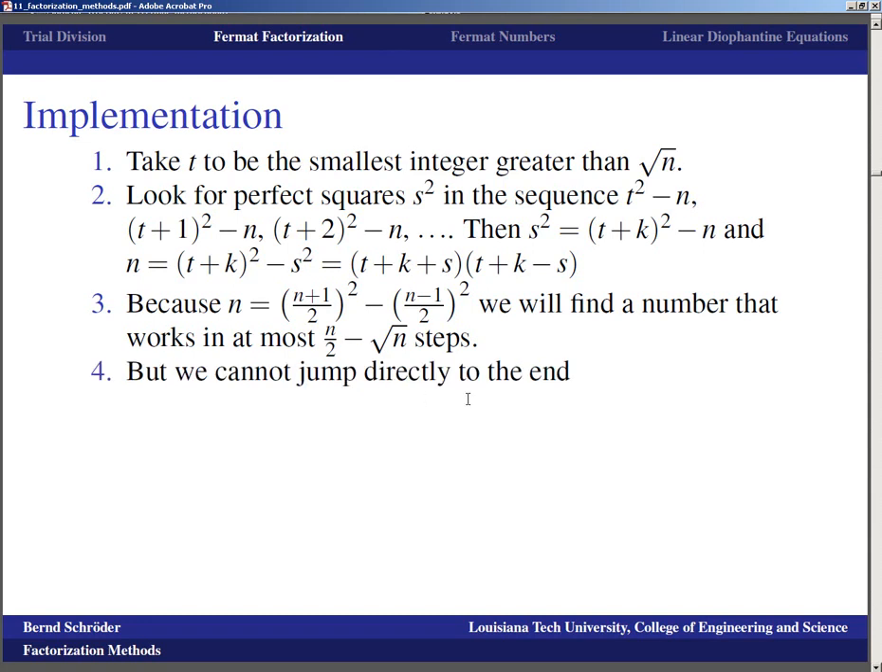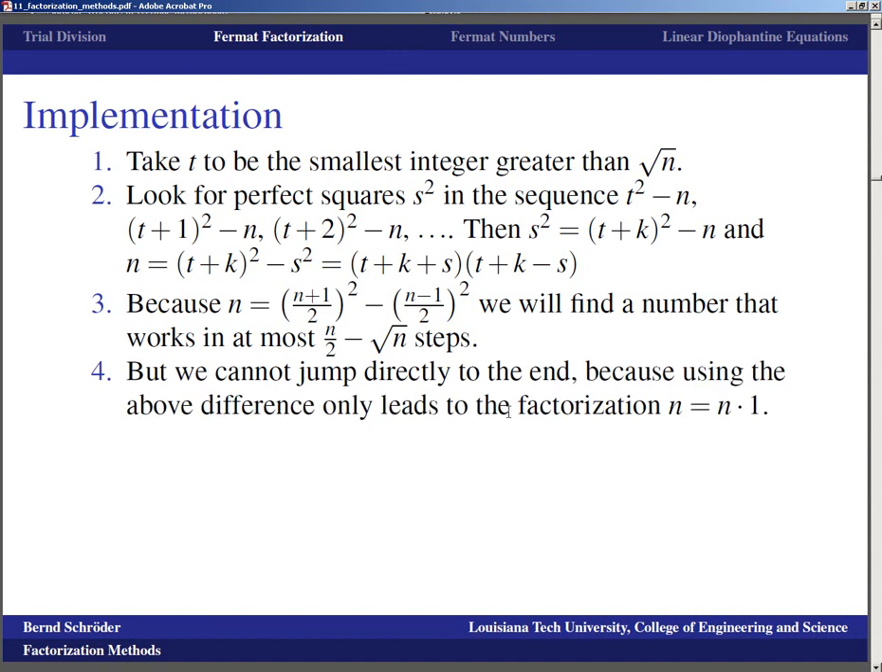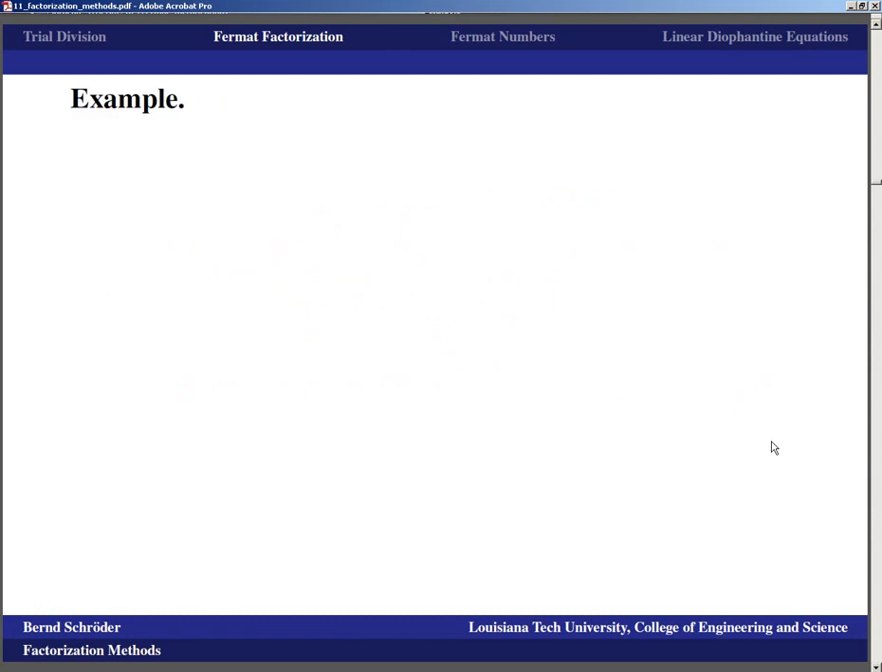But we cannot jump directly to the end, or let's just say we can, but it wouldn't really help much, because if we're using the difference ((n+1)/2) squared and ((n-1)/2) squared, that just gives you the trivial factorization n equals n times 1.